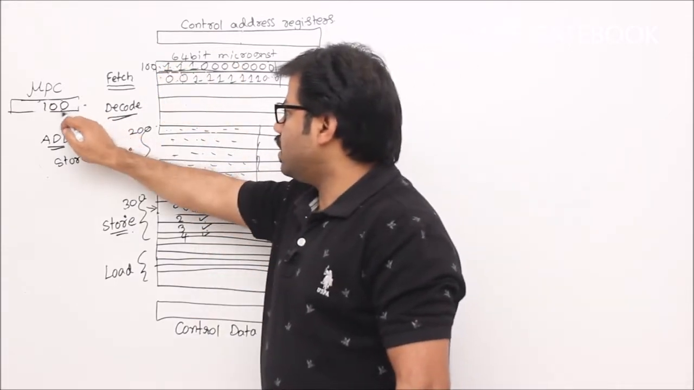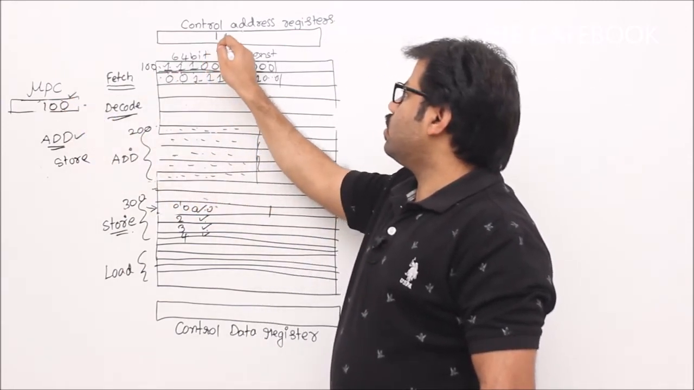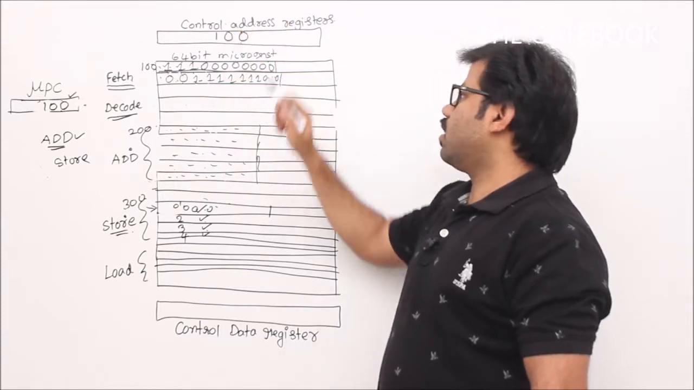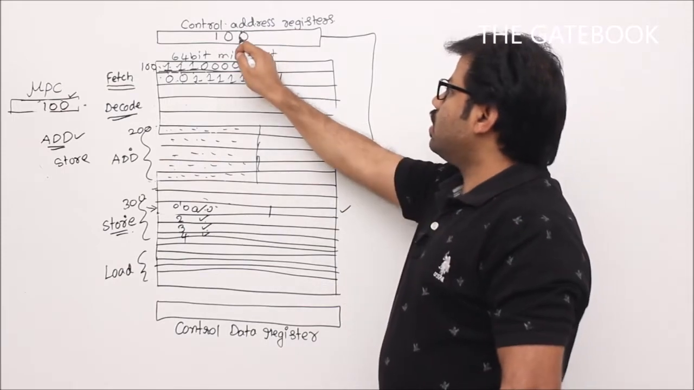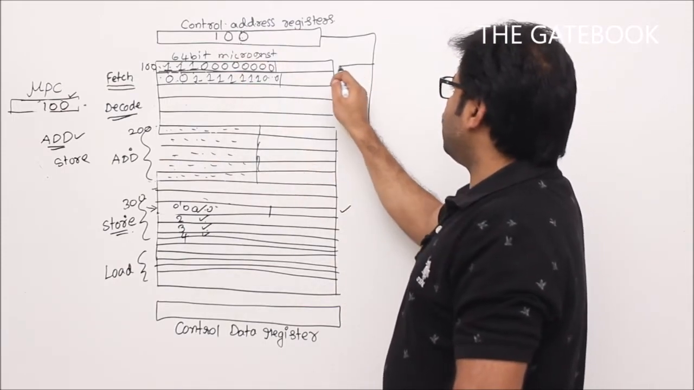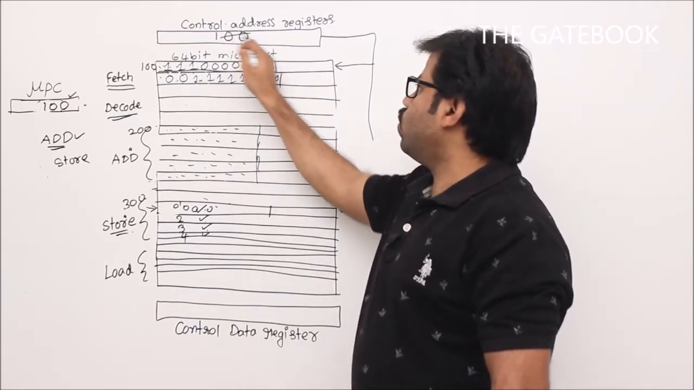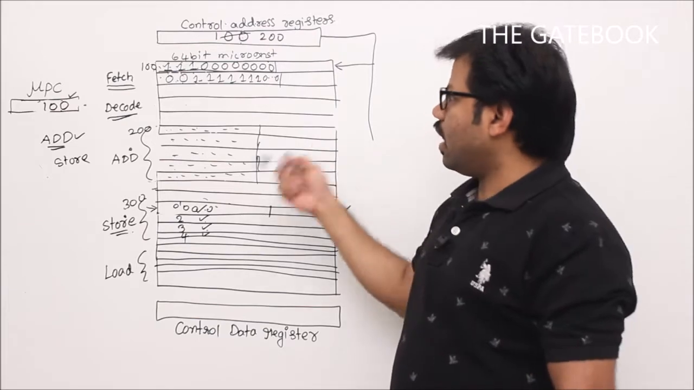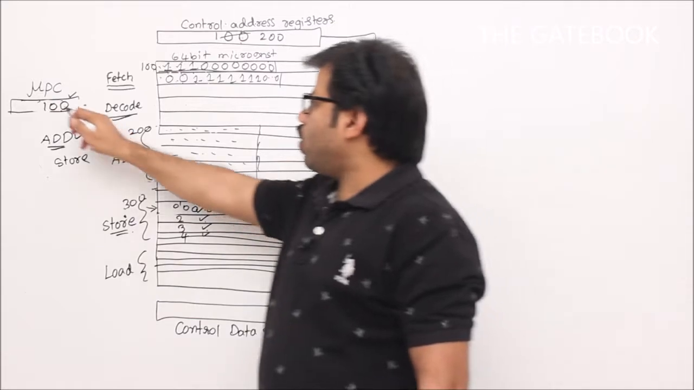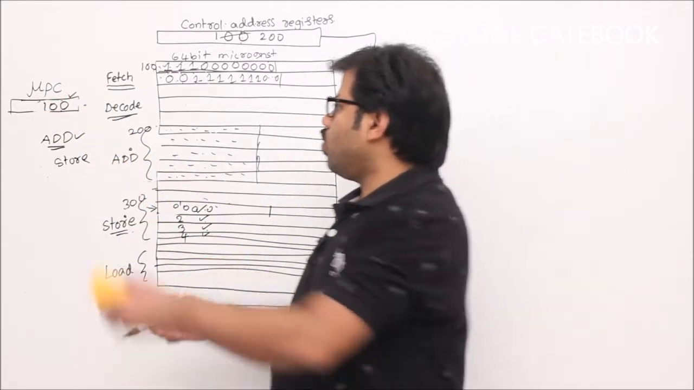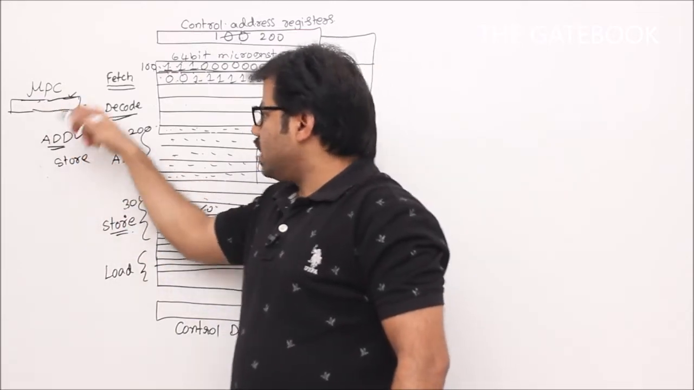For that, initially, whatever we have in the micro program counter, we always keep that in the control address register. We can use this control address register to index this memory. If the control address register shows 100, then we will be indexing the memory location at 100. If it shows 200, then we will be indexing 200. In that way, the control address register can be used to access the memory. Now, why this micro program counter? This micro program counter we can use for sequencing.